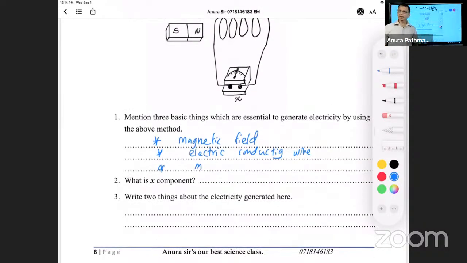Well, electric conducting wires. I know what to do. Yeah, motion. Motion to change the magnetic field.